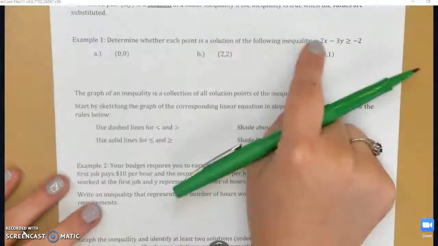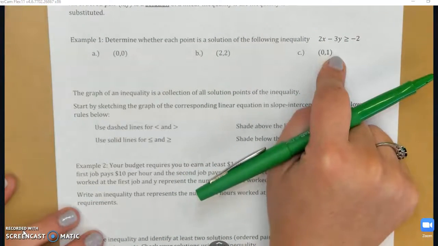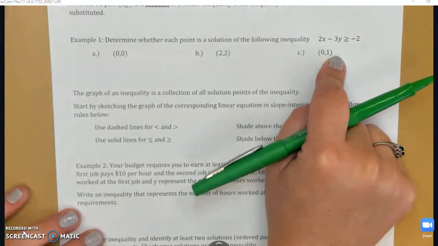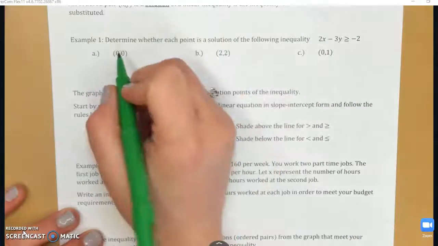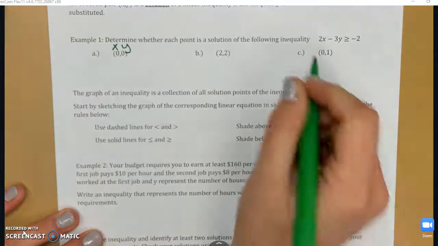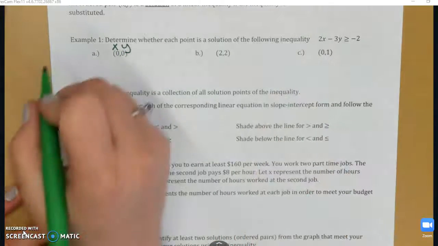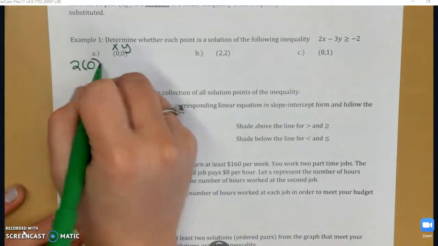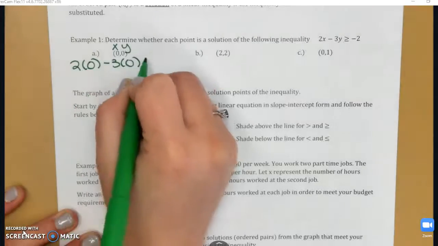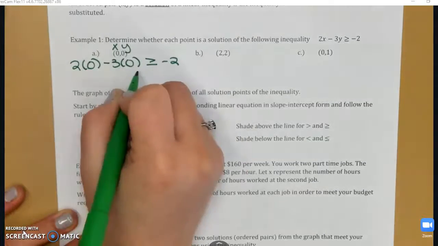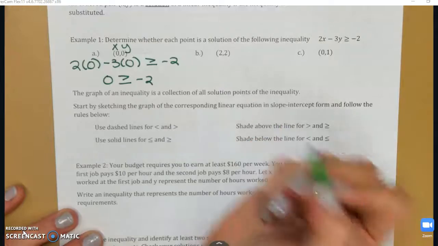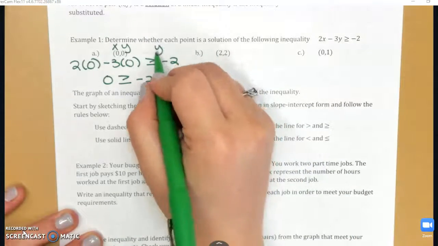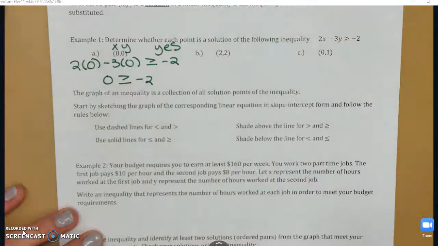First, in this Example 1, I'm looking at the inequality 2x minus 3y is greater than or equal to negative 2. I'm going to determine if each of these points is a possible solution. On A, if x is 0 and y is 0, when I substitute that into my inequality, that's 2 times 0 minus 3 times 0. That's 0 minus 0, which is 0. And 0 is greater than or equal to negative 2, so yes, (0, 0) is a solution.